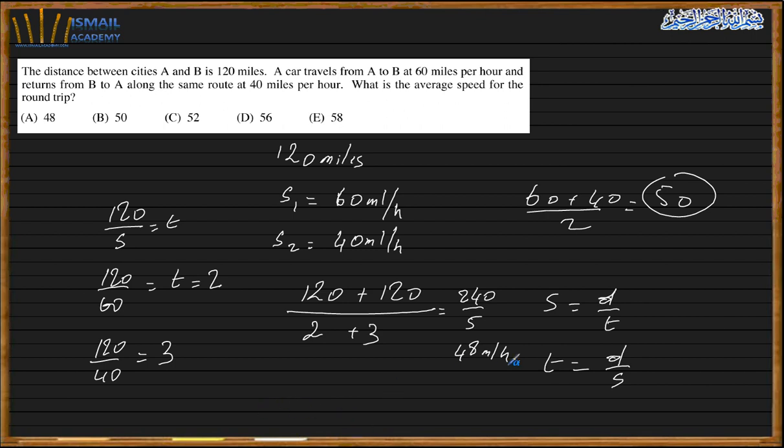So the average speed is 40 miles per hour. Be careful, you add if the speeds are the same. I hope it's clear.